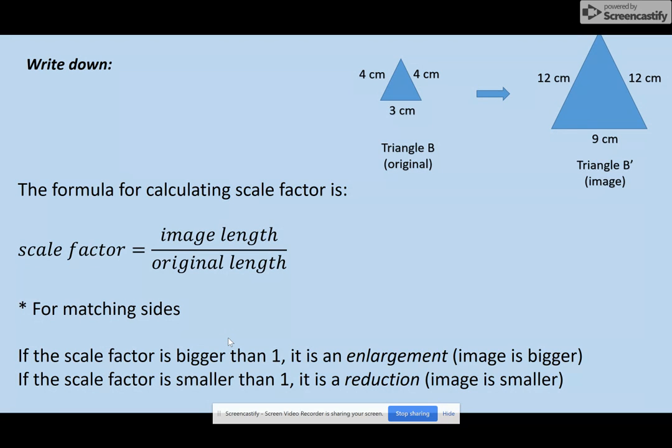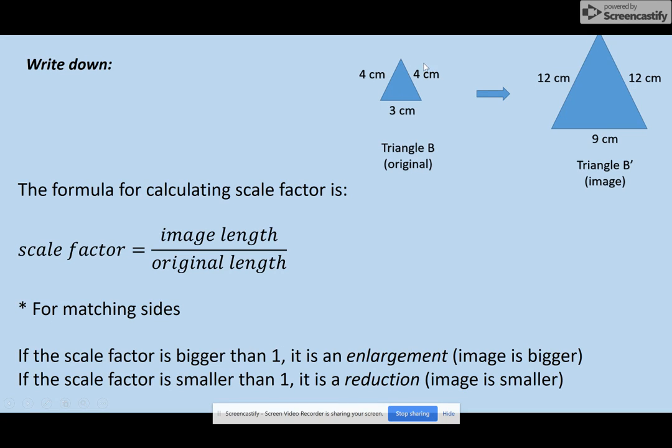And you need to copy this formula down into your notes. So the formula for calculating scale factor is the image length divided by the original length. And I put a note below that it has to be for matching sides. So in this case here, if we match our 4 centimeter side with our 12, and our 3 has to match with our 9, our image in this case would be 12 centimeters long.